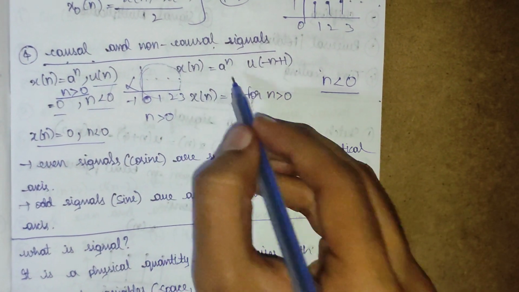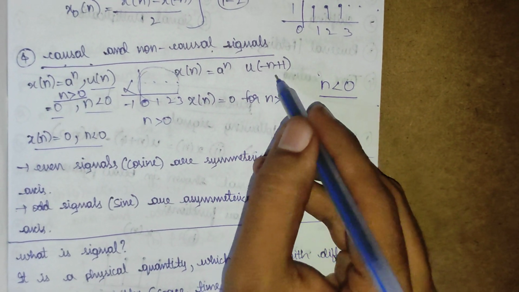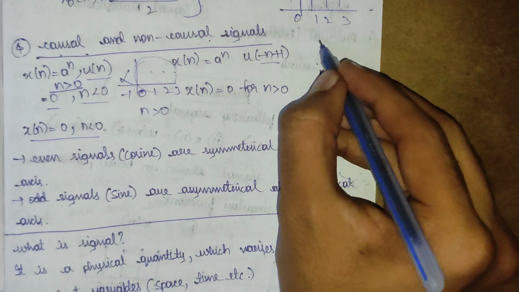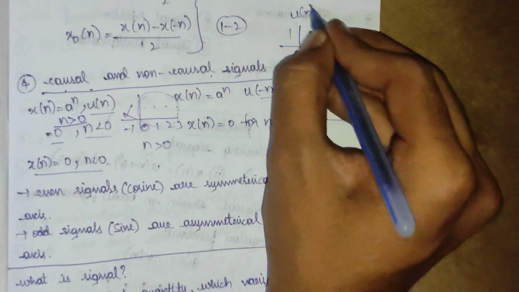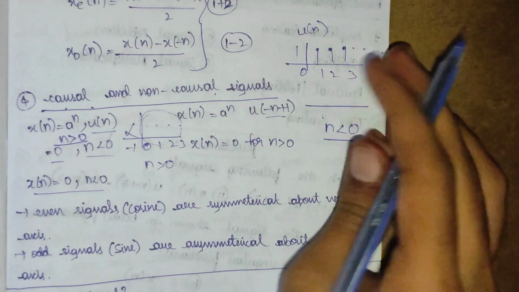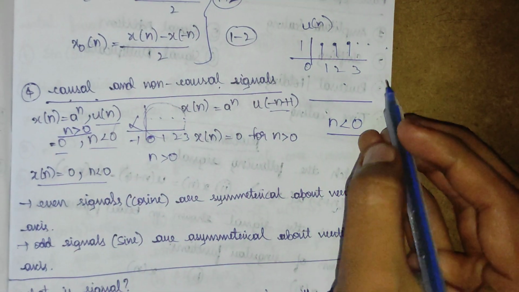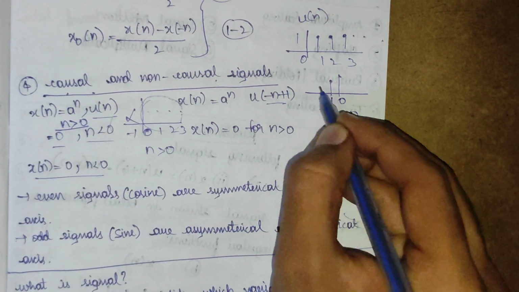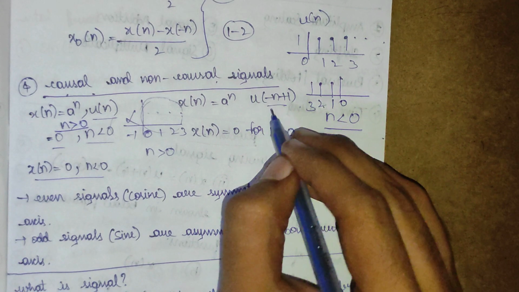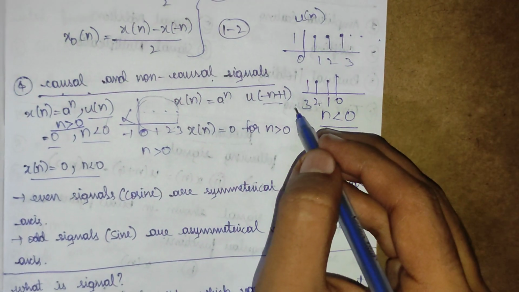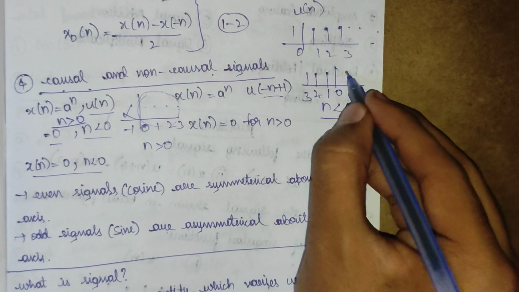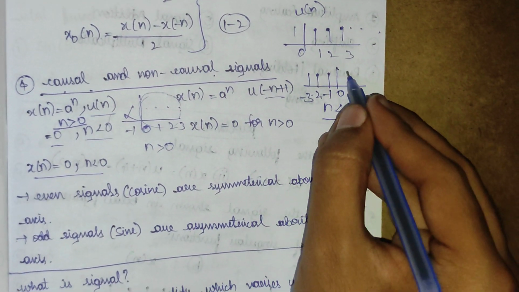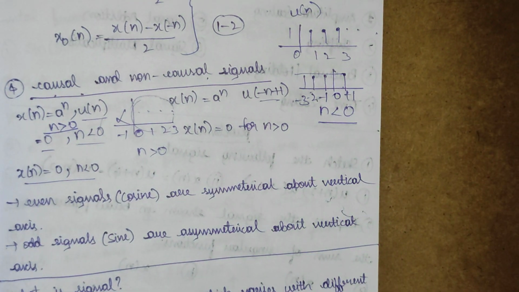Non-causal signals are the signals which exist for the negative time period also. These are like u of minus n plus 1. This is u of n. u of minus n means time folding has to happen. You have to fold it such that it appears as a mirror image, 0, 1, 2, 3. Okay, minus n plus 1. Plus 1 means when using this plus 1, it has to shift. So it will start from here, minus 1, minus 2, minus 3. Here it is plus 1. So it exists in negative and positive time, so it is a non-causal signal.